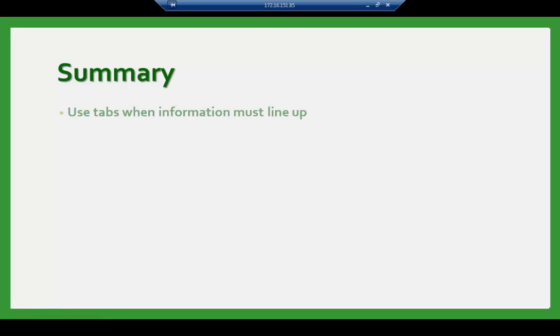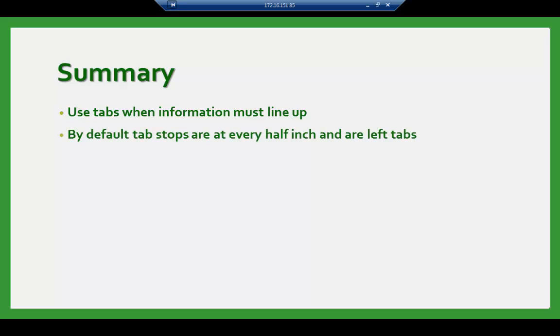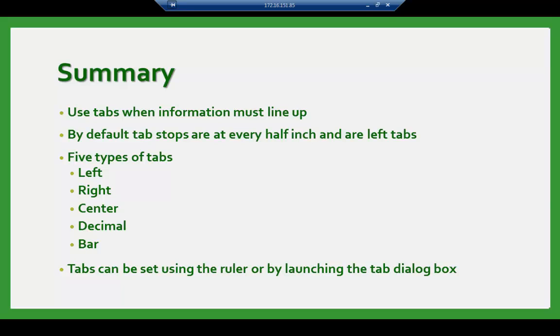So in summary, use tabs when information must line up. By default, tab stops are at every ½ inch and they are left-aligned tabs. There are 5 different types of tabs that you can set in Word: left-aligned, right-aligned, center-aligned, and decimal tabs, which are used for both numbers and times. And if you need that vertical line, then you would use a bar tab. Tabs can be set using the ruler or by launching the Tabs dialog box. To set tab leaders, you must use the Tab dialog box.